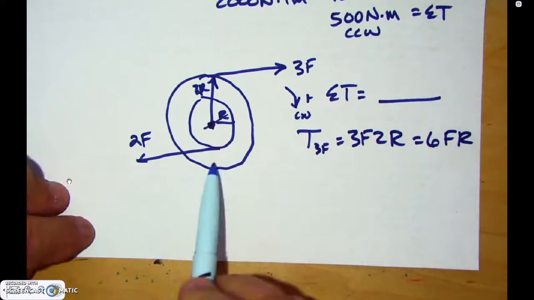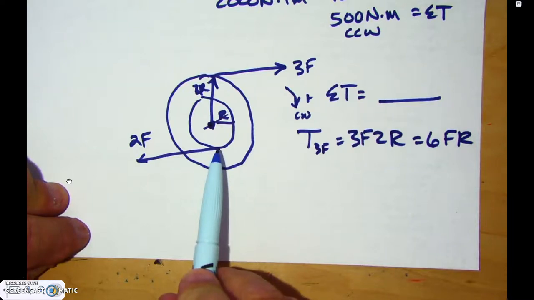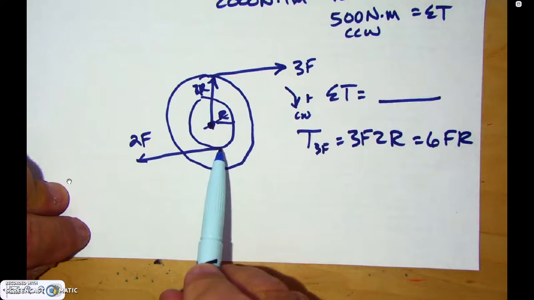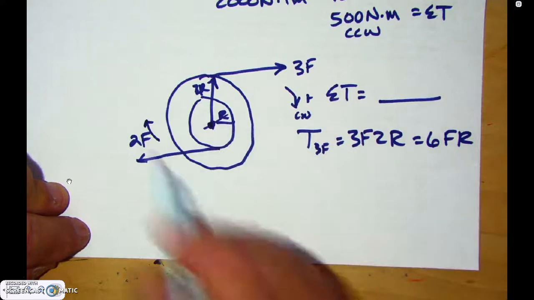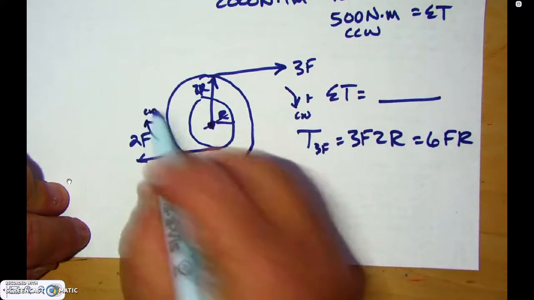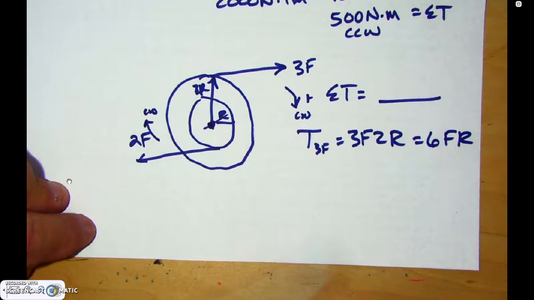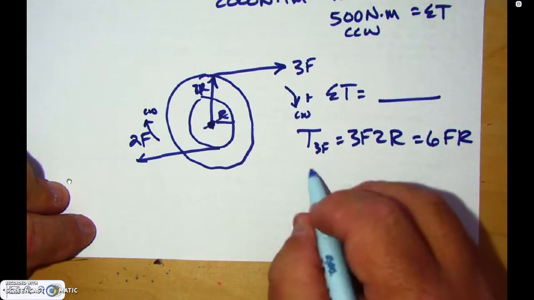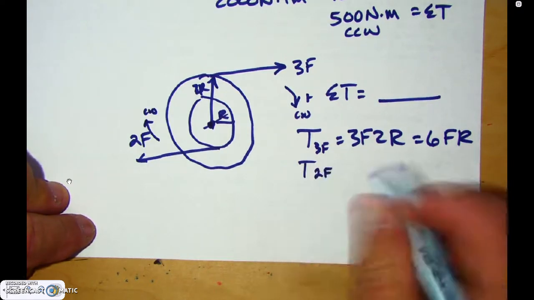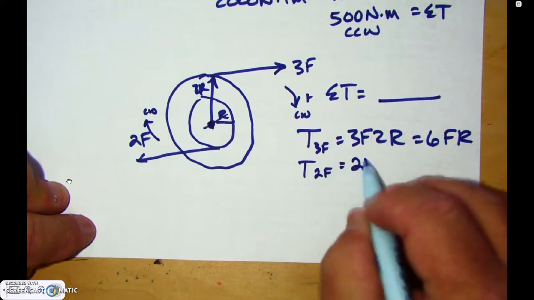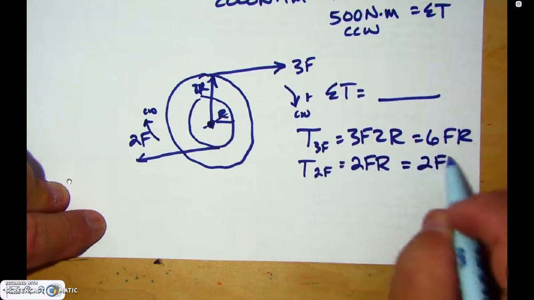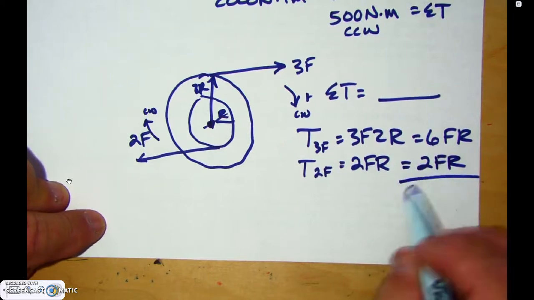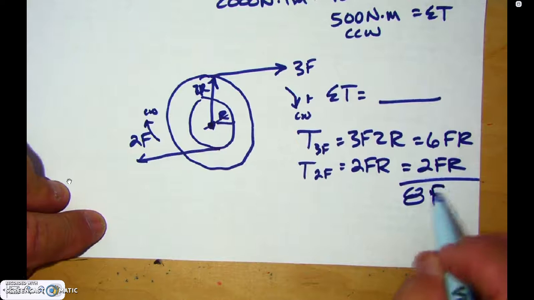Now, we also have this one down here. Now, if I take a look at this one, I, again, ignore the rest of them. What's going to happen? Which way is this going to cause it to spin? Well, it's also going to cause it to spin this way. That's also the same as a clockwise, so that's also a positive one. So now the torque from the 2F one is equal to 2F times R, which is 2FR. Now, since they're both in the same direction, my net torque is 8FR.